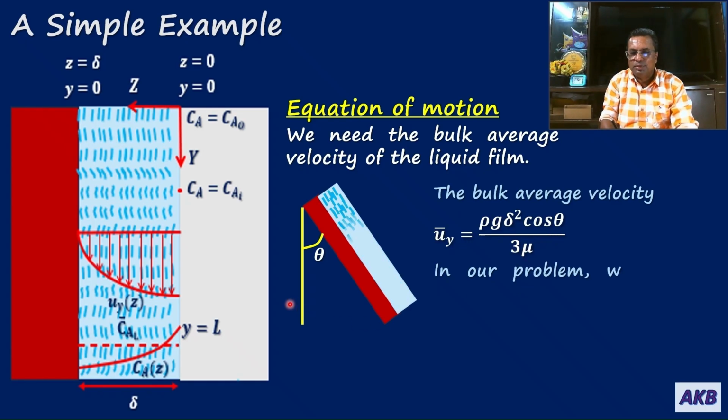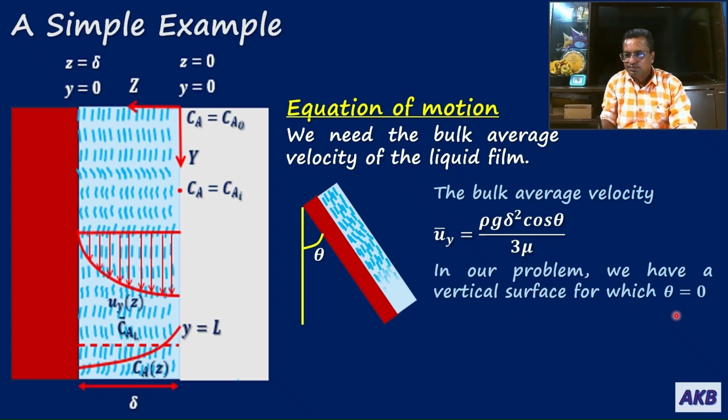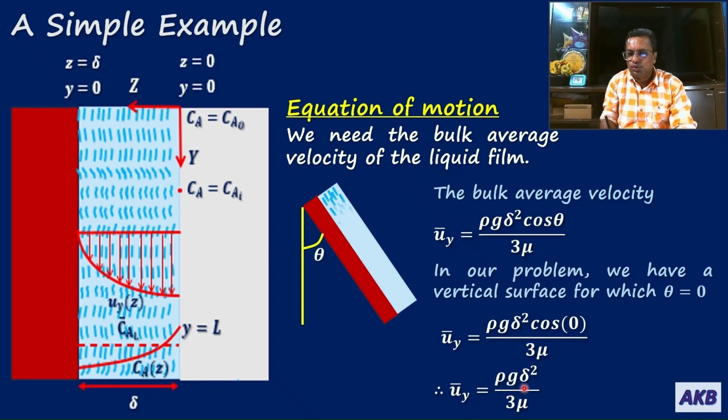Now for our problem, we have a vertical surface, and when the surface becomes vertical, theta is 0. So in our case, the bulk average velocity u bar y will be equal to rho g delta square cos of 0 by 3 mu. That is, u bar y will be equal to rho g delta square by 3 mu, because cos of 0 is 1. So the bulk average velocity with which the liquid is falling down is given by this equation: U bar y is equal to rho g delta square upon 3 mu.